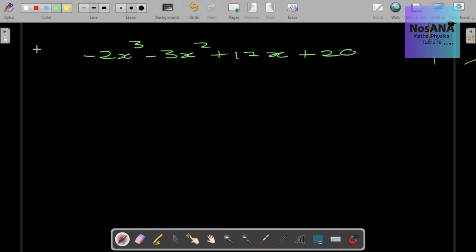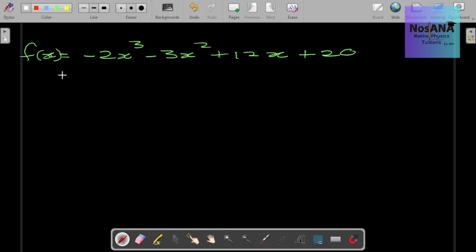Usually it is given as a function, and we have an equal sign over there. So what we are trying to do is find the x-intercept. When finding the x-intercept, we let y equal 0. So we'll have to rewrite it and equate it to 0.